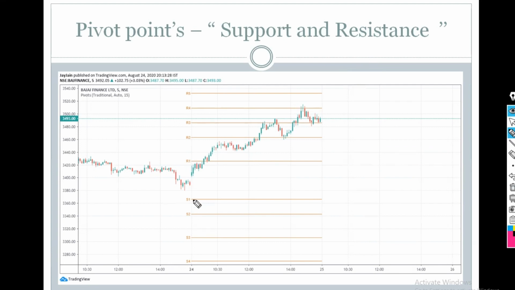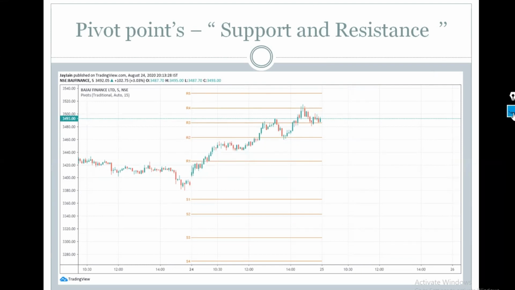Over here, we also have the R1, R2, R3, R4, which act as resistance 1, resistance 2, resistance 3, and resistance 4. Then we have S1, S2, S3, S4. Now, all these pivot points are calculated based on yesterday's price action. And the best part about the pivot points, just like the CPR, is that they stay stagnant on the chart. They don't keep on changing like the moving average or anything.